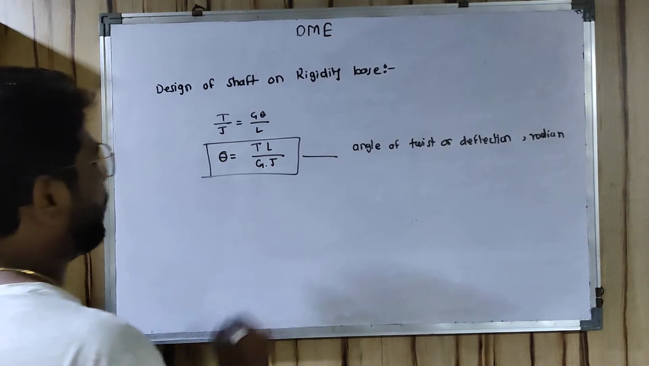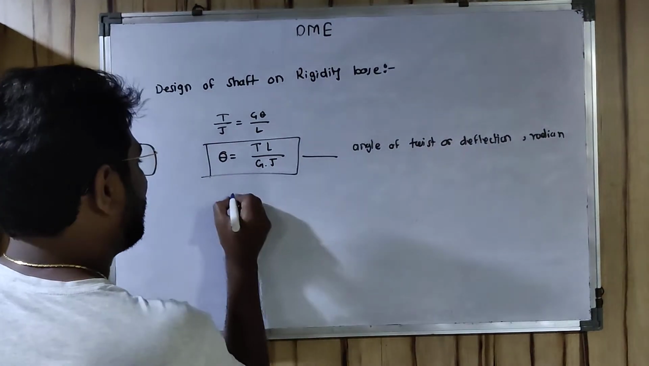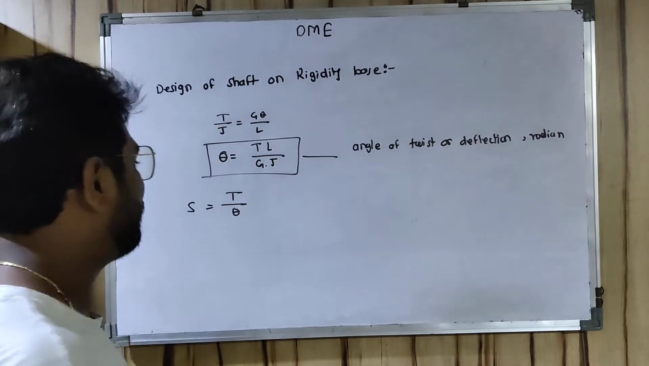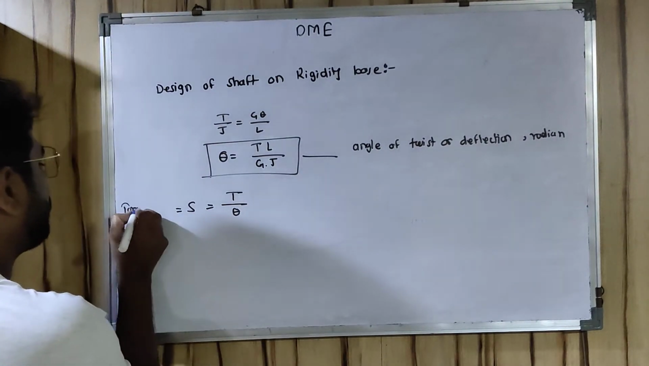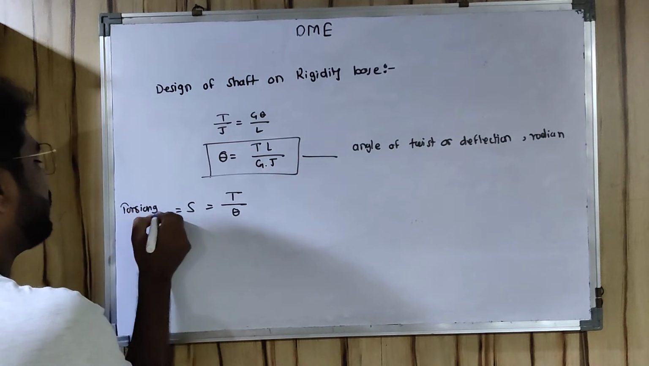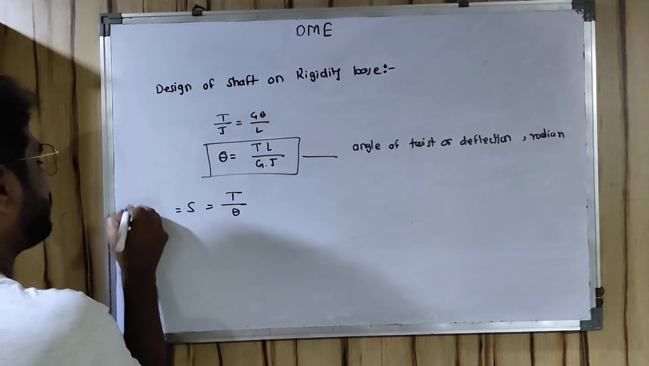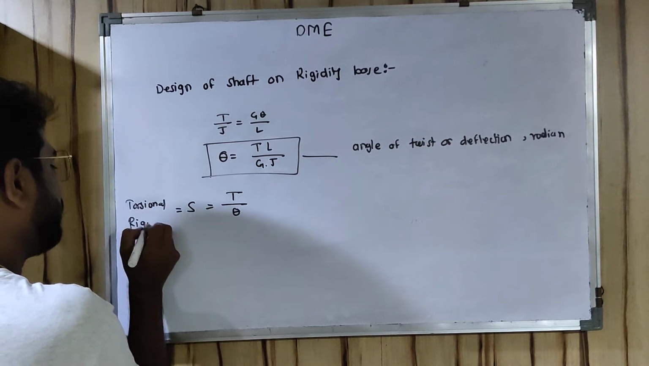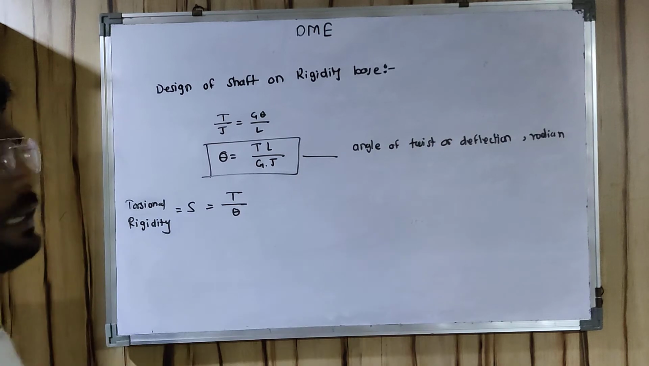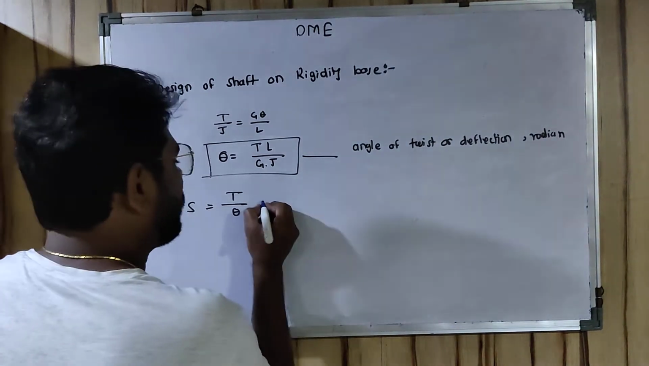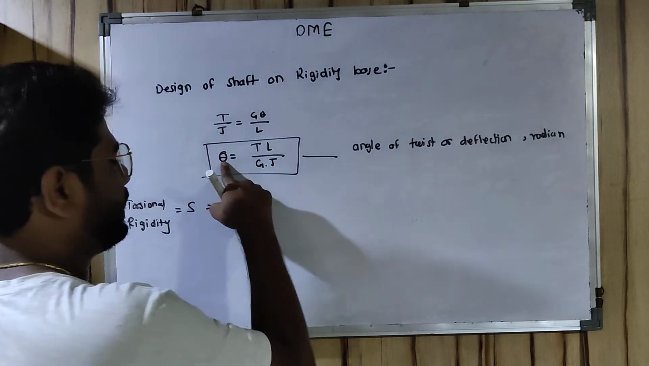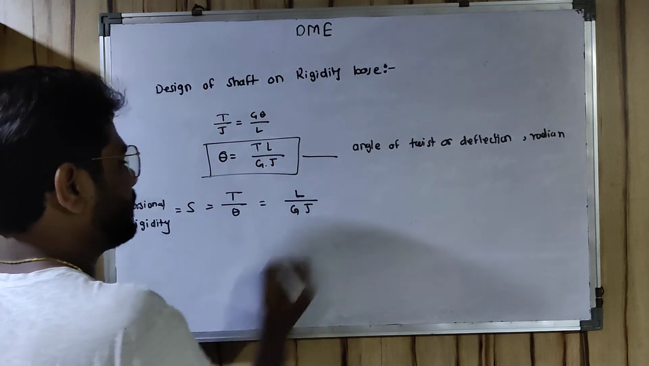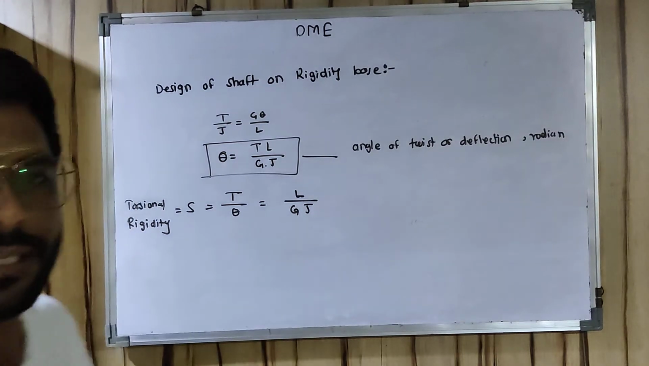Okay, but what is the torsional rigidity exactly? T by theta, which is called S, and it is nothing but the torsional rigidity. Theta instead of T by theta, it is nothing but GJ upon L. This is nothing but my torsional rigidity.